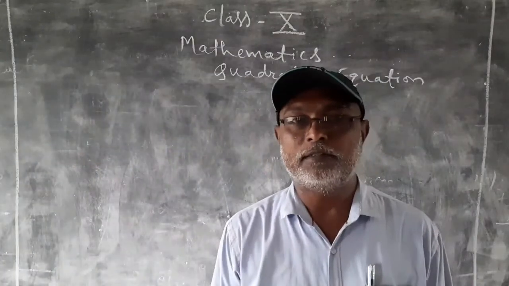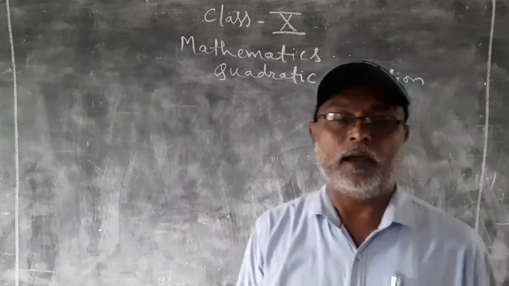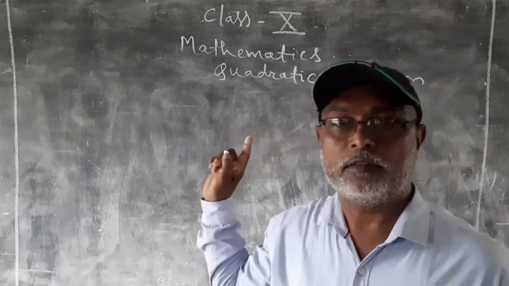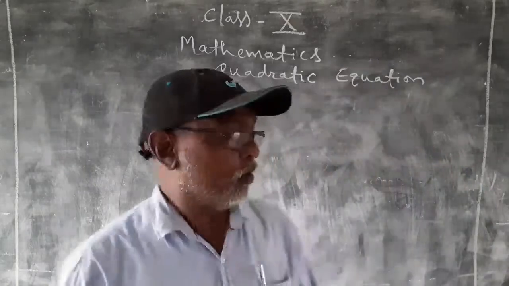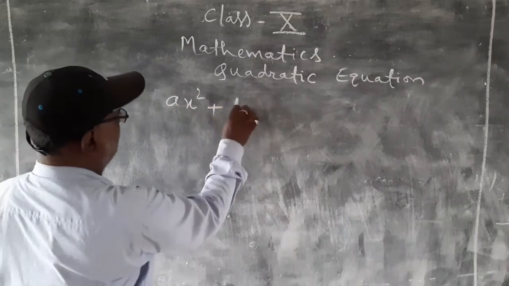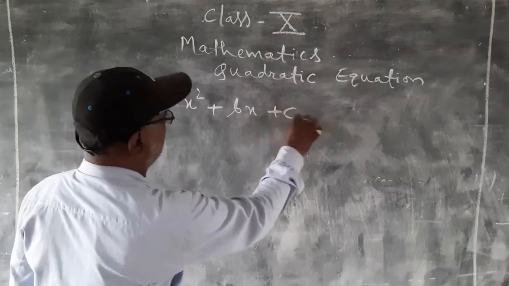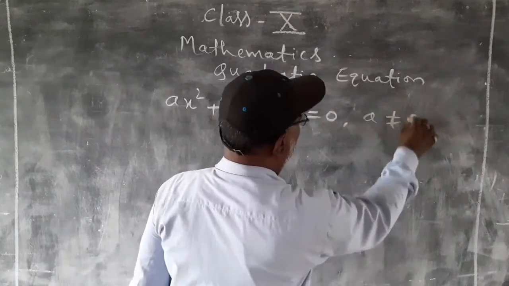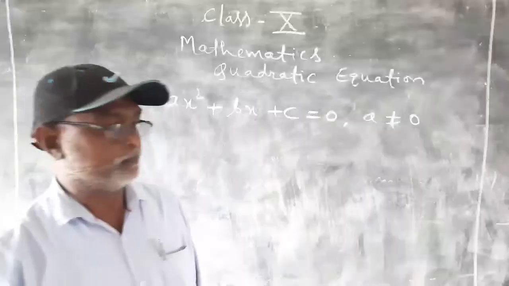Hello students, today I am going to let you know what a quadratic equation is. You know, any equation in the form ax square plus bx plus c equal to 0, where a is not equal to 0, is known as a quadratic equation.